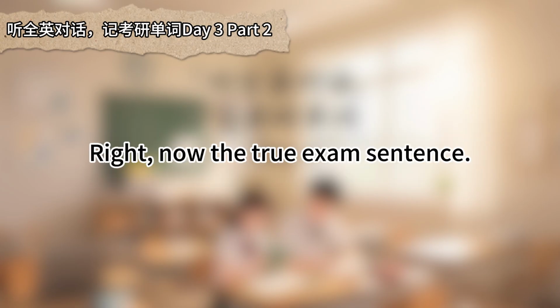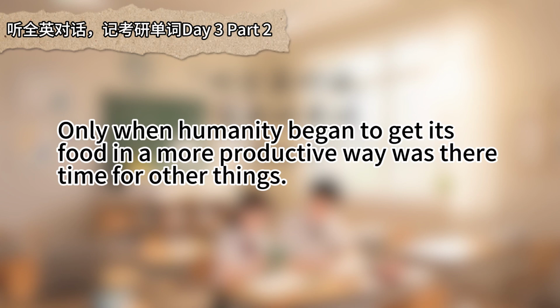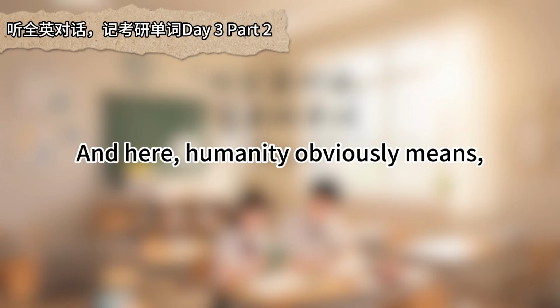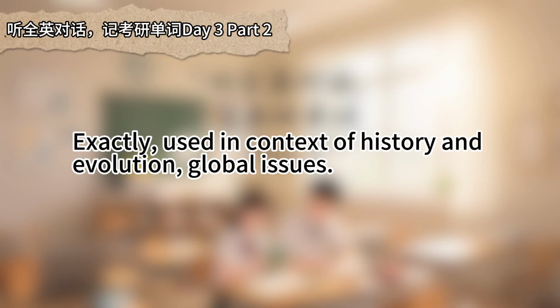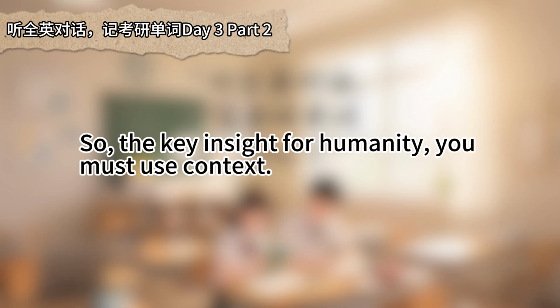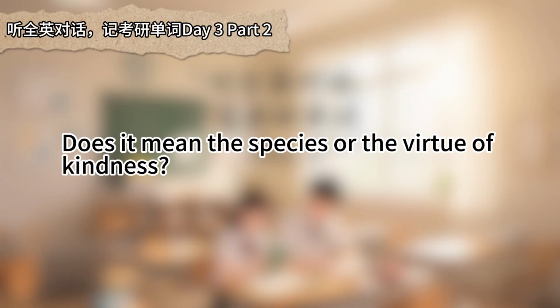Right. Now, the true exam sentence: only when humanity began to get its food in a more productive way was there time for other things. And here, humanity obviously means the whole human species. Humankind, as in throughout history. Exactly, used in the context of history and evolution, global issues. So the key insight for humanity: you must use context. Does it mean the species or the virtue of kindness? Huge difference.